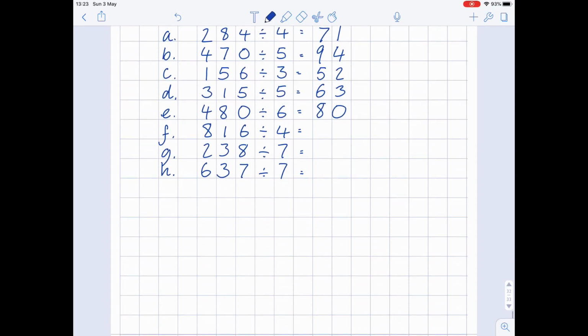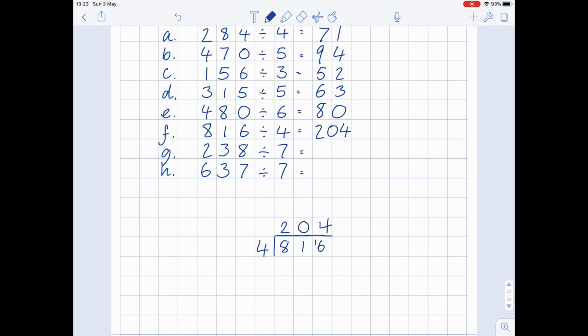So 816 divided by 4. So let me do my bus stop. Put my number in. 816 divided by 4. How many 4s go into 8? 4, 8. That would be 2. No remainder, so nothing to carry across. How many 4s in 1? I can't take any out, can I? But that 1 goes across. How many 4s in 16? 4. So my answer is 204.